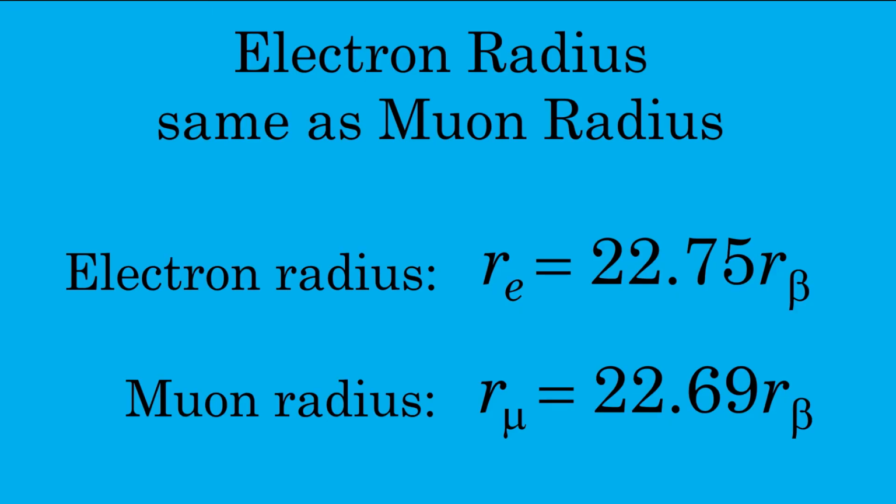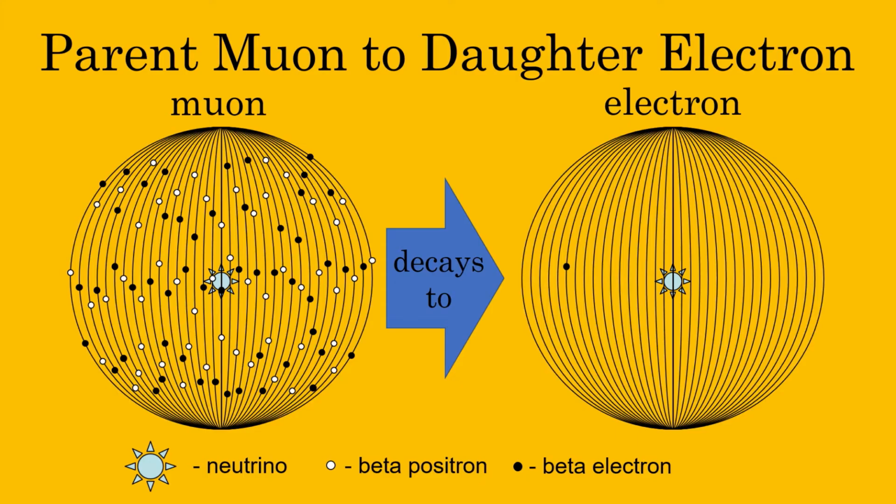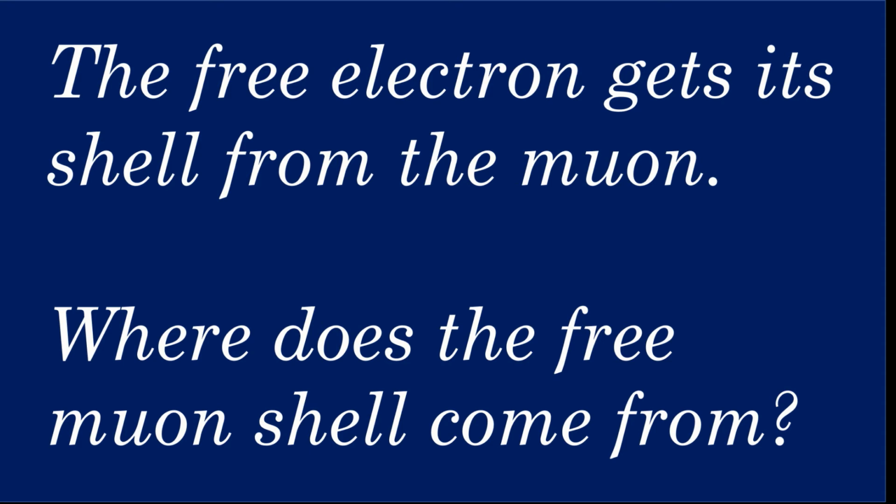Because the orbital radius of the betas in the muon is the same as the radius of the beta in the electron, when the muon decays, it apparently passes the template on to the electron, which has only a single beta electron or positron forming it. Consequently, even though the 35 orbitals are there in the free electron, with only one beta electron or positron to occupy them, 34 orbitals go undetected. The free electron got its beta orbital shell from the muon, so where did the muon get its 35 beta electron orbitals from?